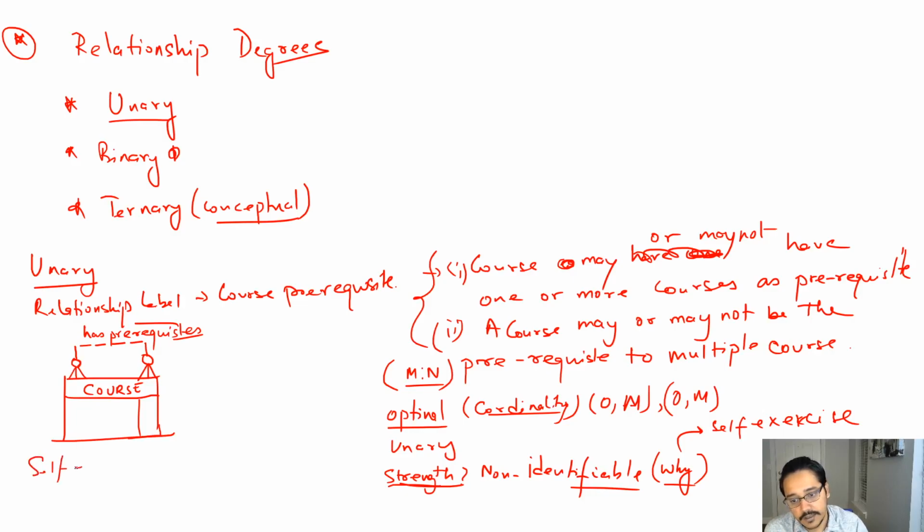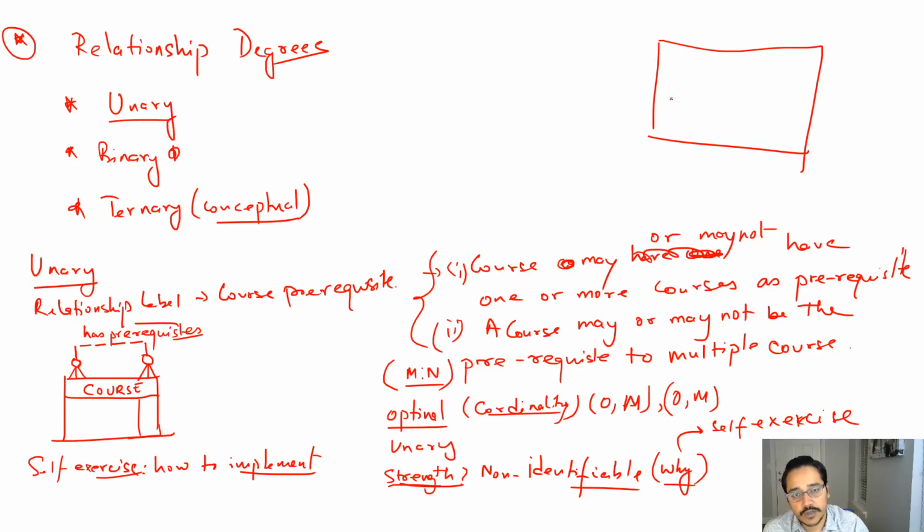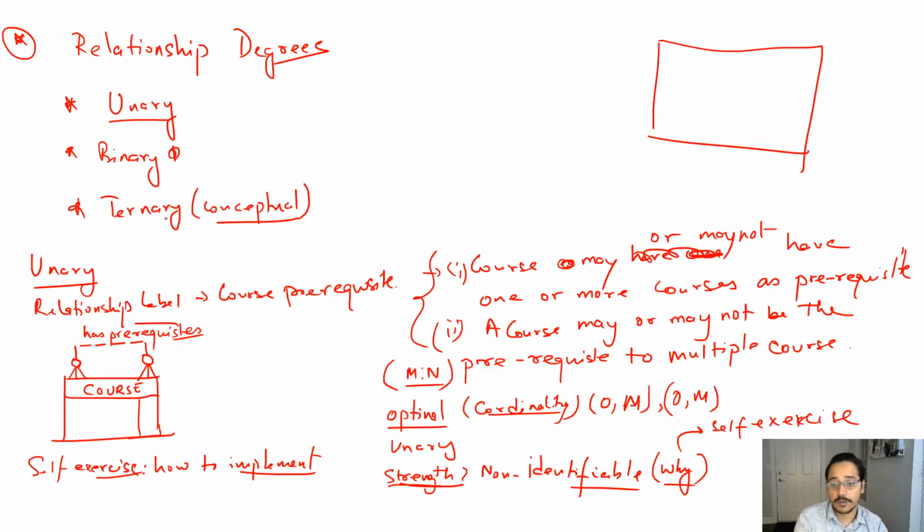Self-exercise basically is how will you implement this. So unroll this in terms of a relational table, and then you will see that it becomes quite self-evident as to how you will implement it. Okay. So thereafter you have binary relationships. Just a quick note before we go any further. All unary relationships will end up being weak non-identifying. Okay, so I will give you the hint that the relationship strength of any unary relationship degree is going to be weak.